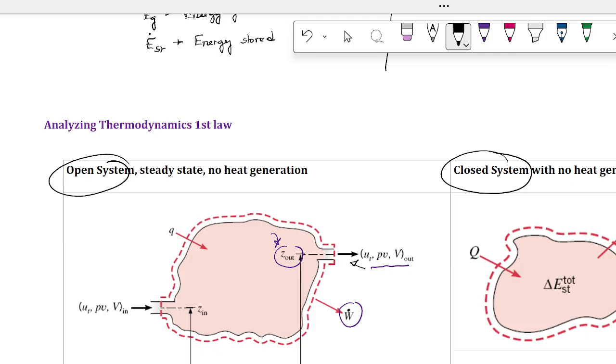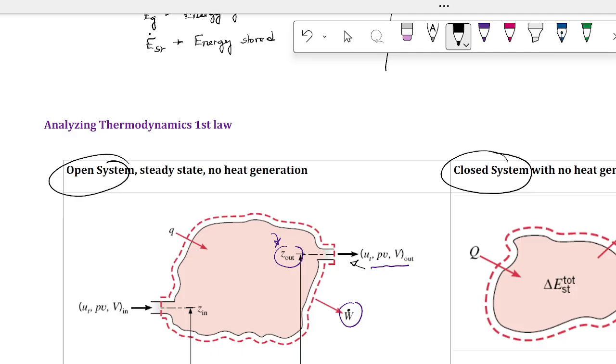So steady state. I was hoping everybody would tell me right away that steady state means energy storage is zero. Everyone's going to remember it from now on, right? Whenever I say steady state, that means what? Which term goes? Energy storage. Okay, I was hoping everybody remembered that. Please remember that: energy storage goes away.